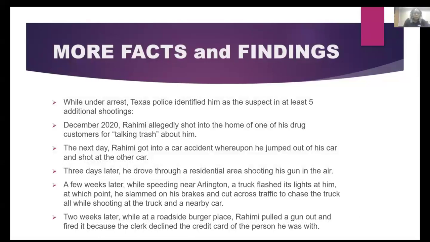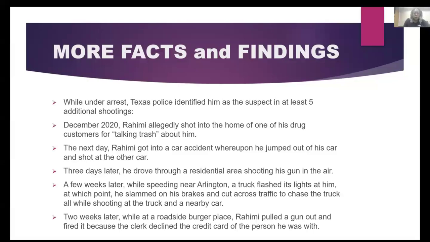So while he was under arrest, the Texas police identified him as a suspect in at least 5 additional shootings. December of 2020, Rahimi allegedly shot into the home of one of his drug customers for talking trash about him. The next day, Rahimi got into a car accident, whereupon he jumped out of his car and shot at another car. 3 days from that event, he drove through a residential area, shooting his gun in the air.